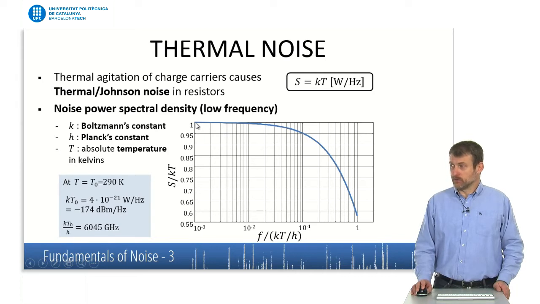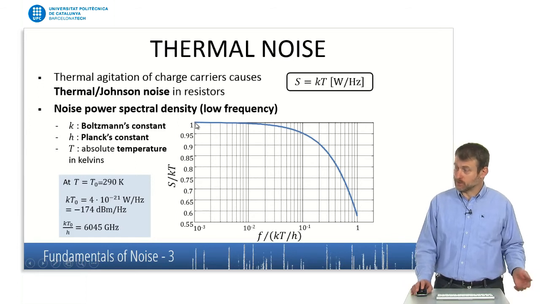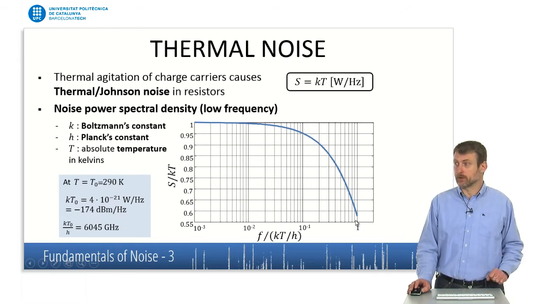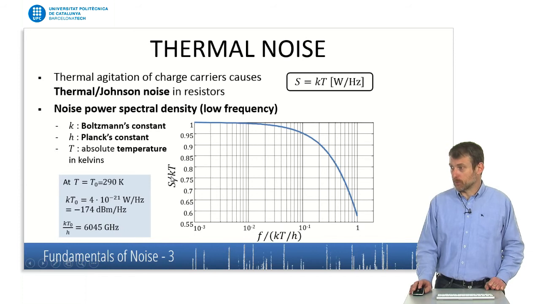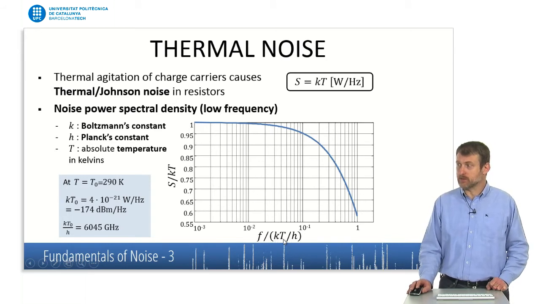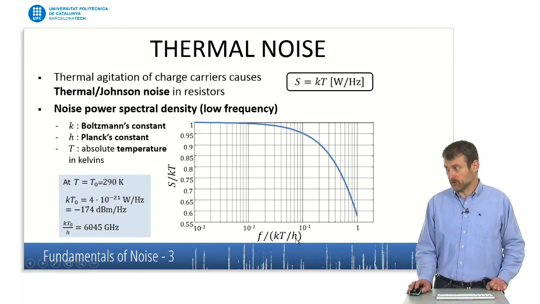And this showed the result. This shows the spectrum, the power spectrum produced by a resistor as a function of frequency. And both spectral density and frequency here are normalized. They are normalized with respect to absolute temperature in kelvins and some other universal constants like Boltzmann's constant. So the spectral density is normalized with respect to kT, and the frequency is normalized with respect to kT/h, h being Planck's constant.